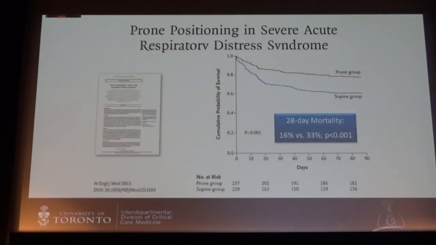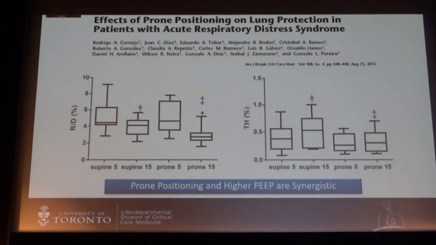And not only does it recruit the lung, it probably stabilizes and homogenizes ventilatory pressures during ventilation, and results in a significant improvement in mortality. In PROSEVA here, even if you think, well, this is too good to be true, even if it were half as big as this, it would still be a very important effect. And you don't have to do one or the other. Proning and higher PEEP may be synergistic.